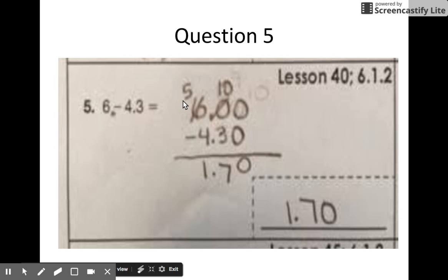We cross off the 6 and make it a 5. We then make our 0 a 10, and then we can subtract. 10 minus 3 is 7, and 5 minus 4 is 1. And we come up with the answer of 1 70/100.